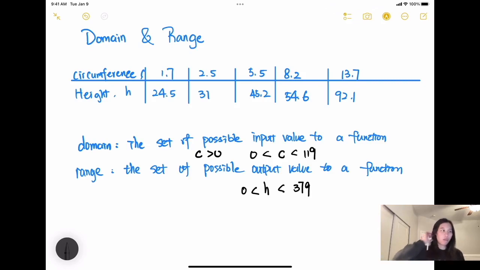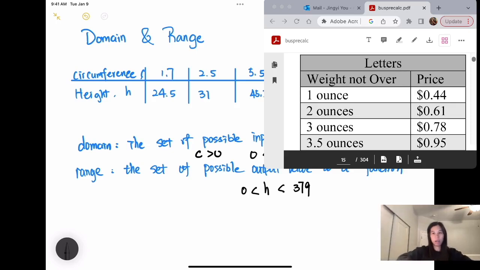Okay, so let me give you another example. Look at the table on the upper right. When you're sending a letter through the USPS, the United States Postal Service, the price depends upon the weight of the letter, as shown in the table. Determine the domain and the range. If the letter weighs 1 ounce, the price is going to be 14 cents. If it's 2 ounces, the price is going to be 61 cents, 3 ounces is going to be 78 cents, and 3.5 ounces is going to be 95 cents.